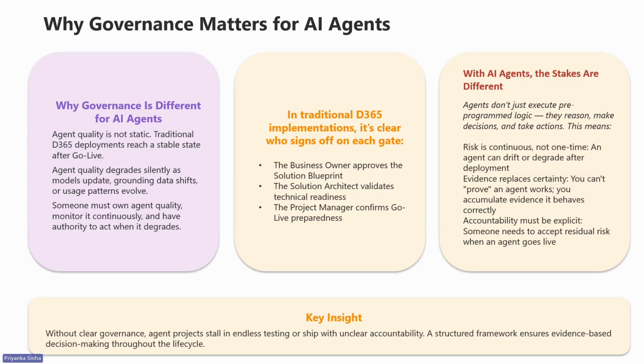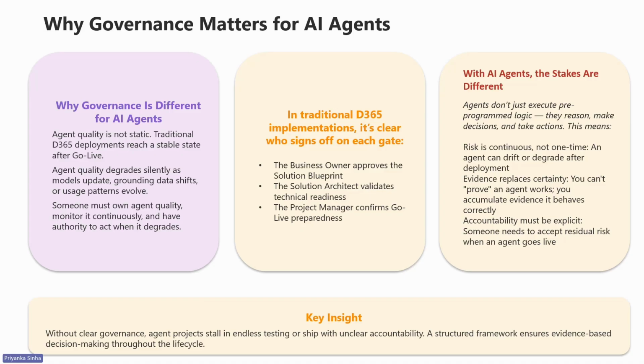Their quality is not static. Models get updated, grounding data shifts over time, and user behavior evolves. All of this means an agent that worked perfectly last month may silently degrade without anyone noticing. So that's the key shift. With traditional software, risk is front loaded. You test before release and then move on. With agents, risk is continuous. You can never fully prove that an agent works. Instead, you accumulate evidence that it behaves correctly over time.